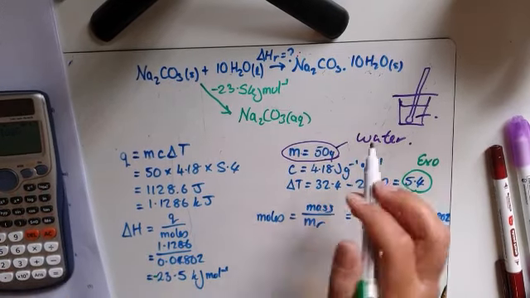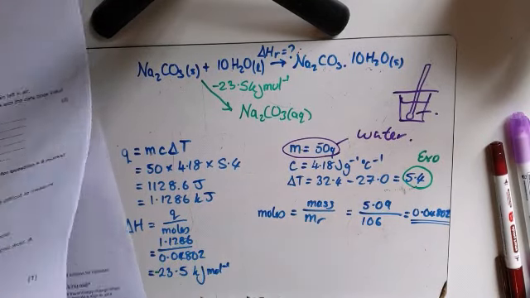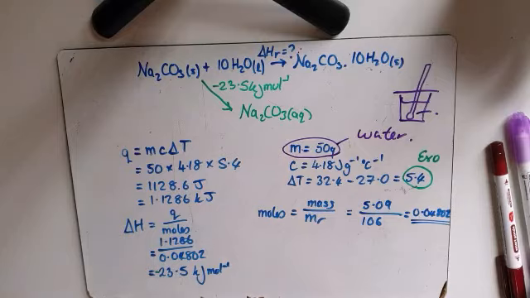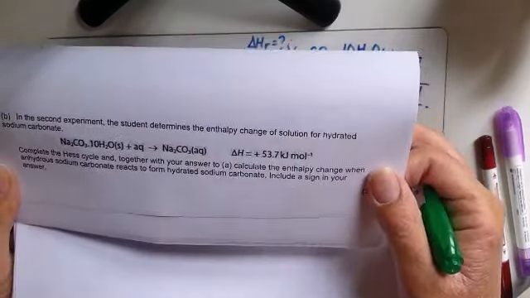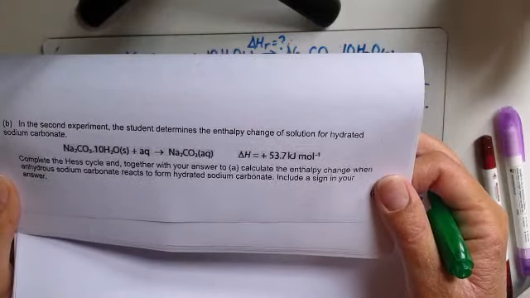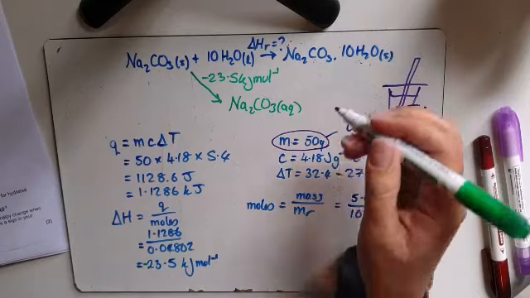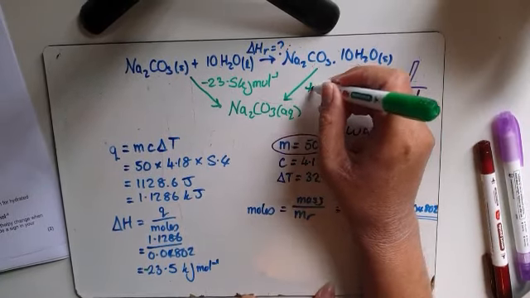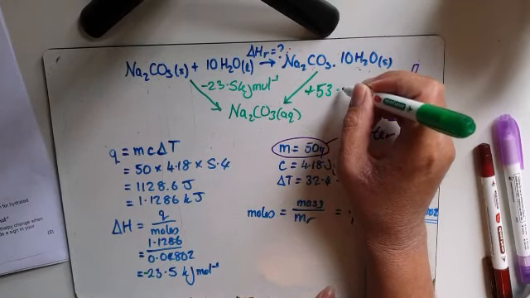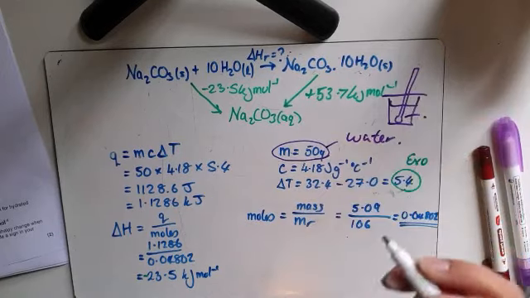Now, the question is giving you this next side. If you read what's printed here on the bottom, we've got the second experiment written out, and they've told you it's plus 53.7. So I'm going to write it down. So that second reaction is going down here, and it's plus 53.7 kJ mole minus 1.